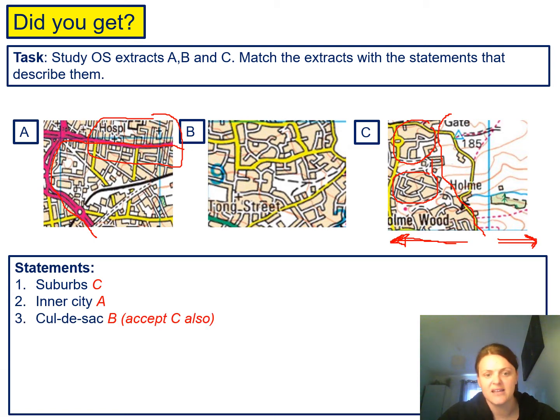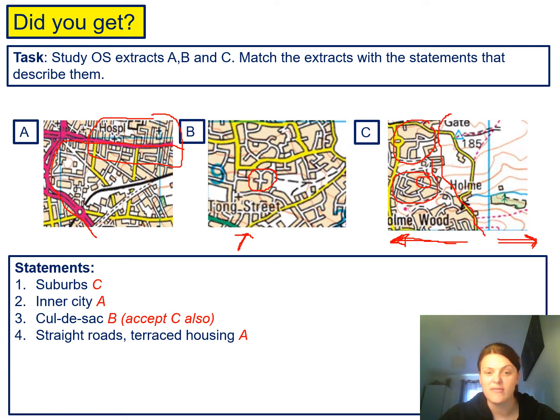A cul-de-sac, yes, you would find that in B. A cul-de-sac, remember, is a road with a dead end that people live on, so you can see it here. And yeah, you can also get them down here in the suburbs. So either B or C is correct.